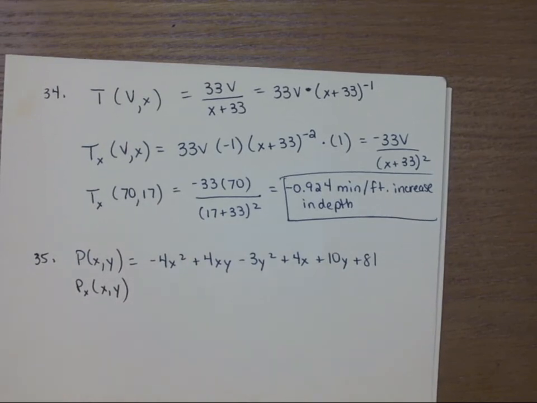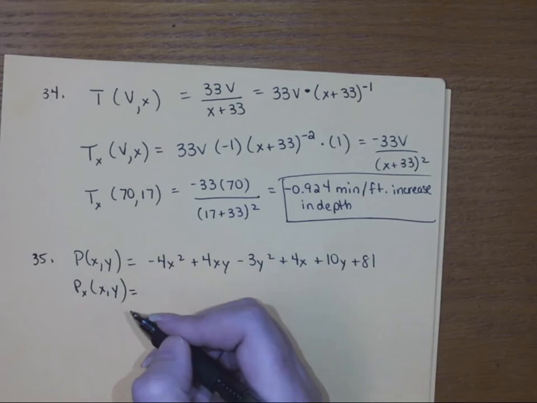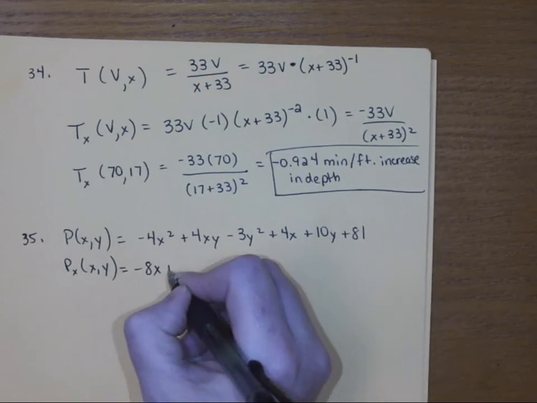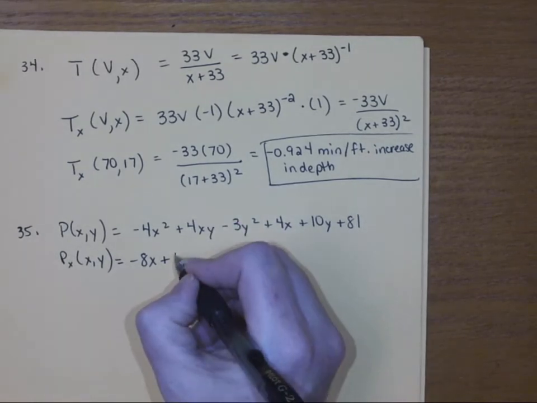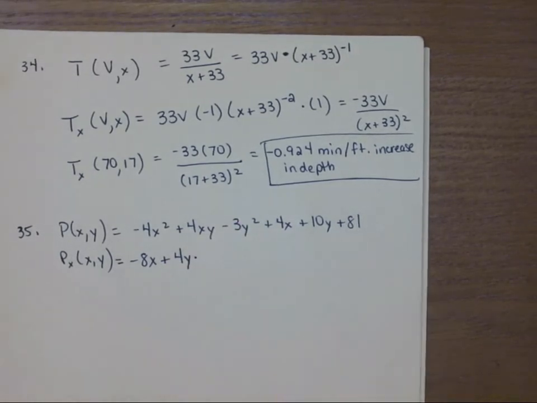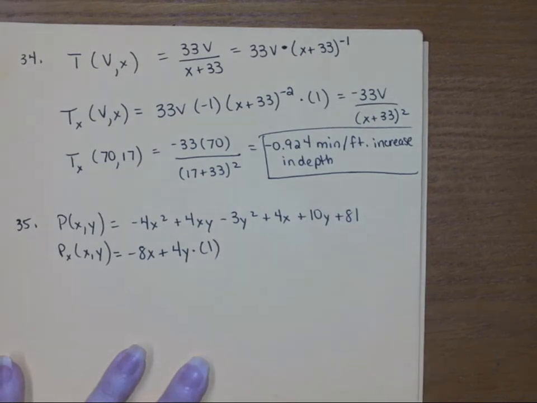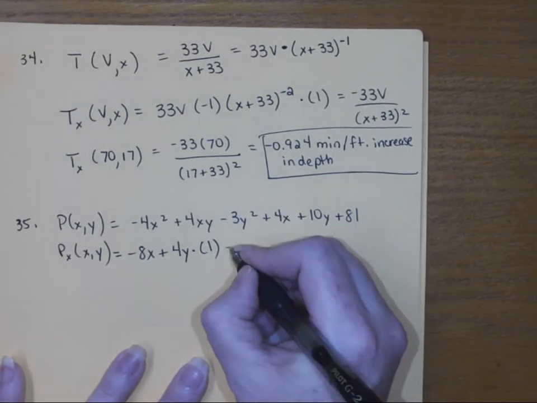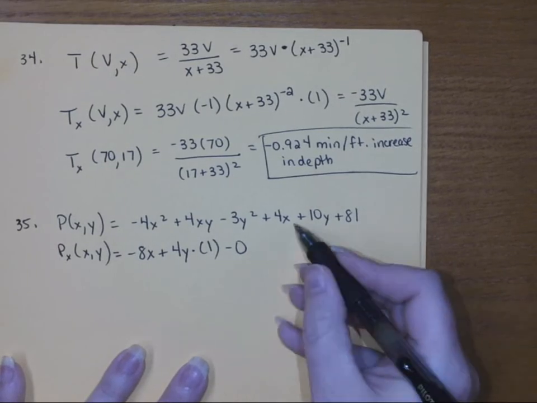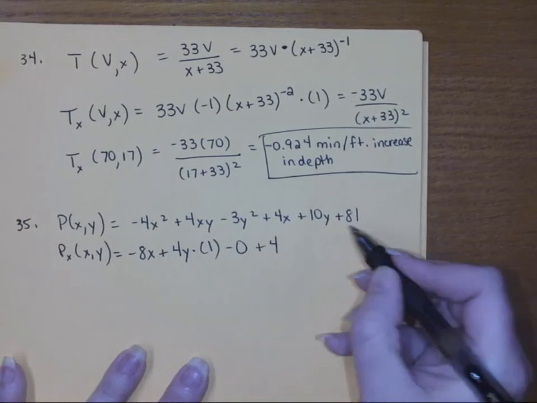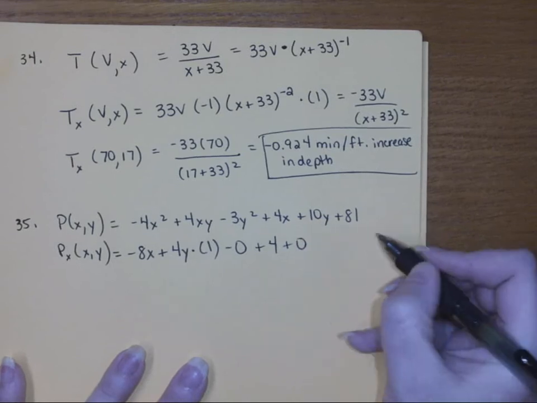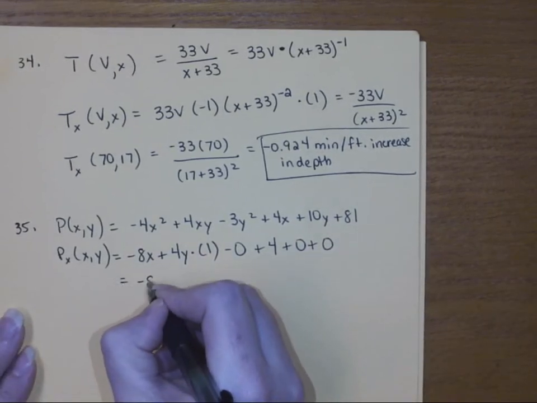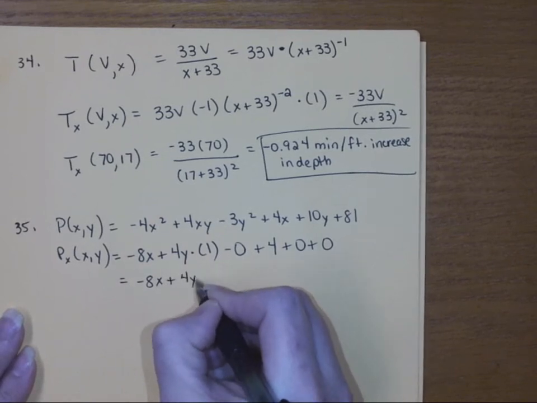Okay, so treat x normally, treat y as a constant. The derivative of -4x squared is just -8x. Okay, for the derivative of this, if there's a combo, you pull down the constant and multiply by the derivative of x, which is just 1. But this is not a combo. This is all constant, so it's just 0. The derivative of this is 4. This is all constant, so its derivative is 0. That's a constant, so its derivative is 0. So you end up getting -8x plus 4y plus 4.